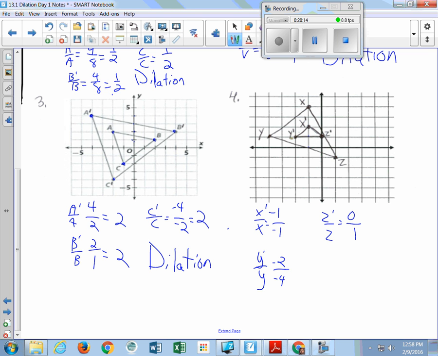So, all right. This equals 1. This equals 1/2. And this one you can't divide. This just equals 0, so we don't really count it. But these two are different. So, not a dilation.